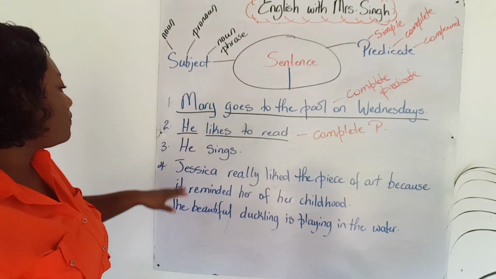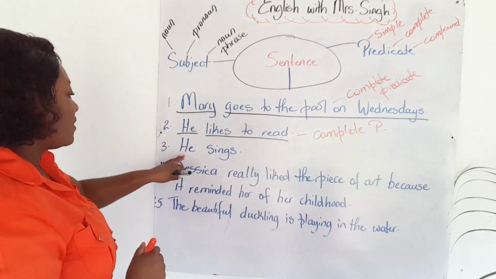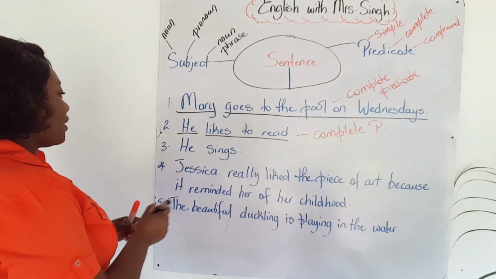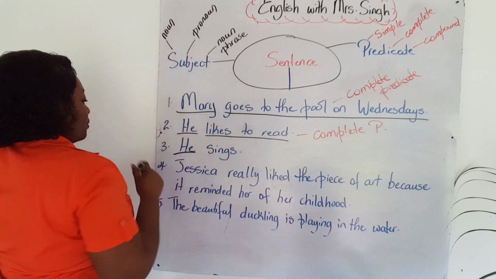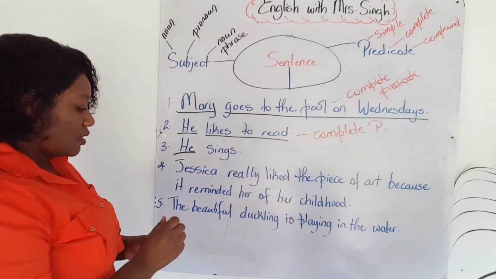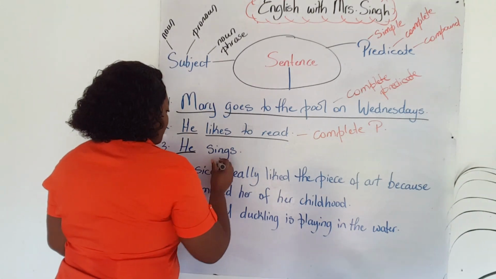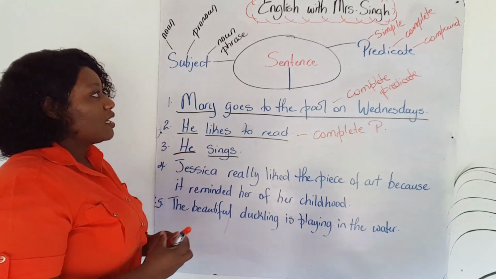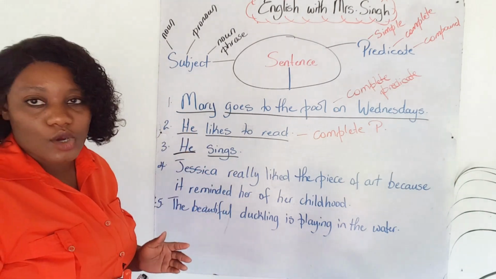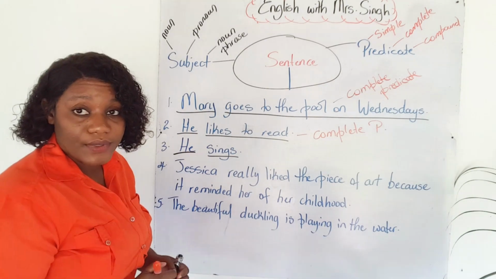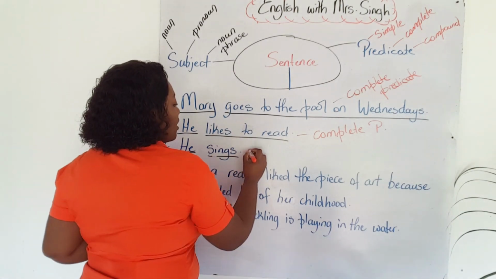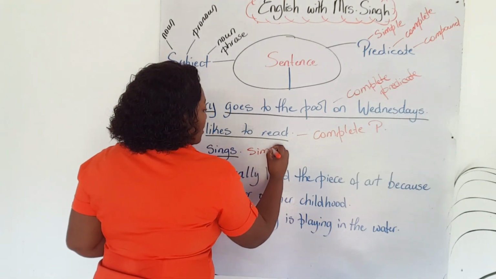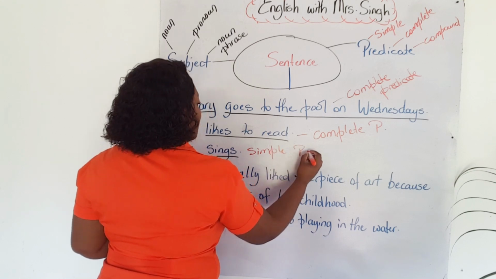He sings. He is another pronoun and sings is our verb. So is this simple, complete, or compound? It is simple because we only have our verb here. So we have a simple predicate.